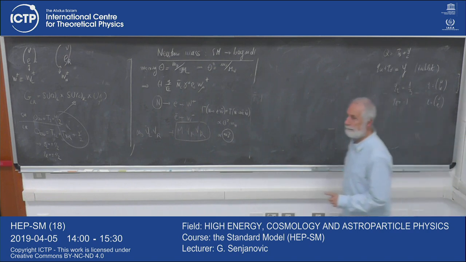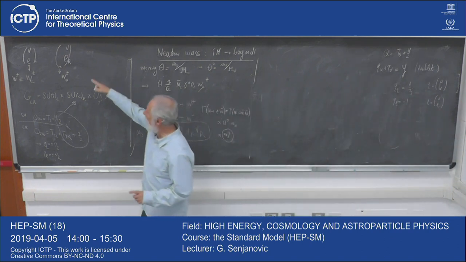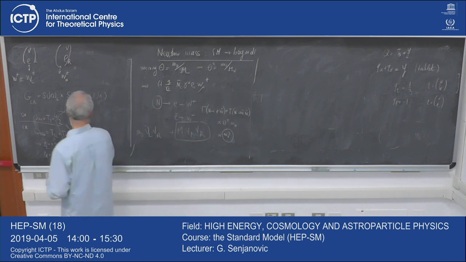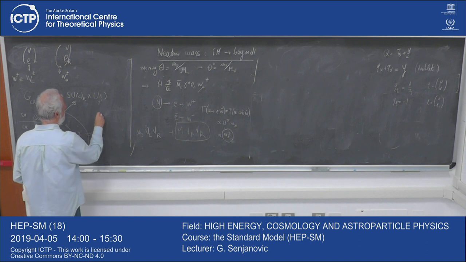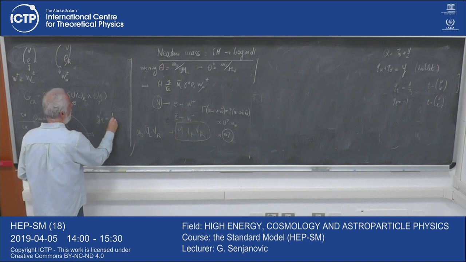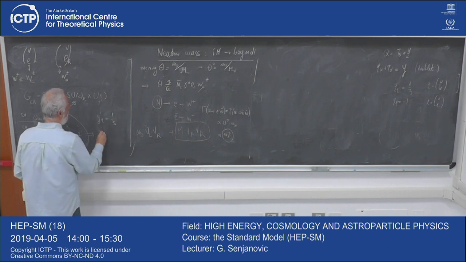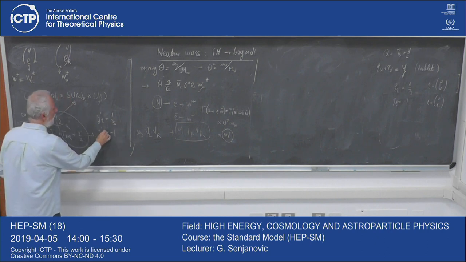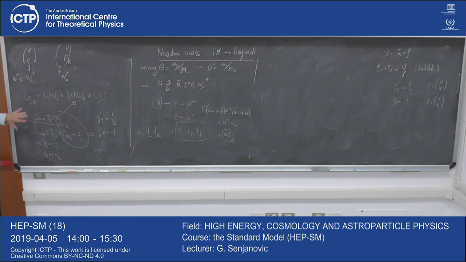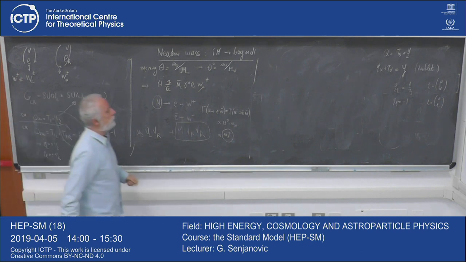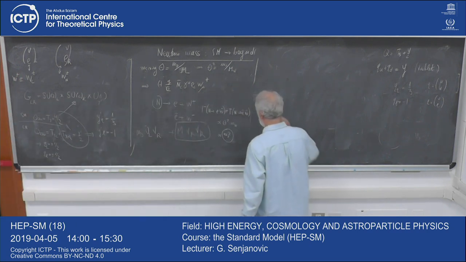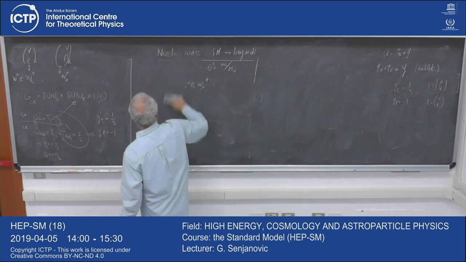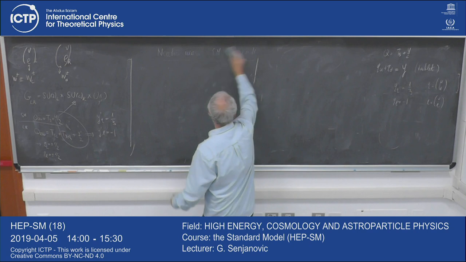By the way, here they are both doublets. There is a complete symmetry. So that means that y prime of quarks is 1/3, y prime of leptons is minus 1. In this theory, they're only doublets. Can you recognize what this is? This is actually a physical number.